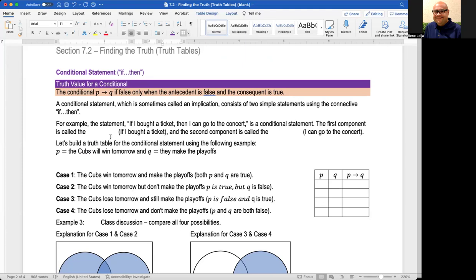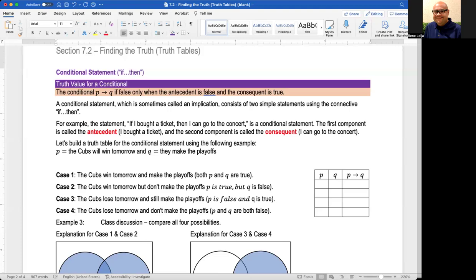The first component, I bought the ticket, is called the antecedent. The second component, I can go to the concert, is the consequent. Now remember, we also call these conditionals. This is why it's a conditional. You can only go to the concert if you bought the ticket. If you didn't buy the ticket, then you can't go to the concert.